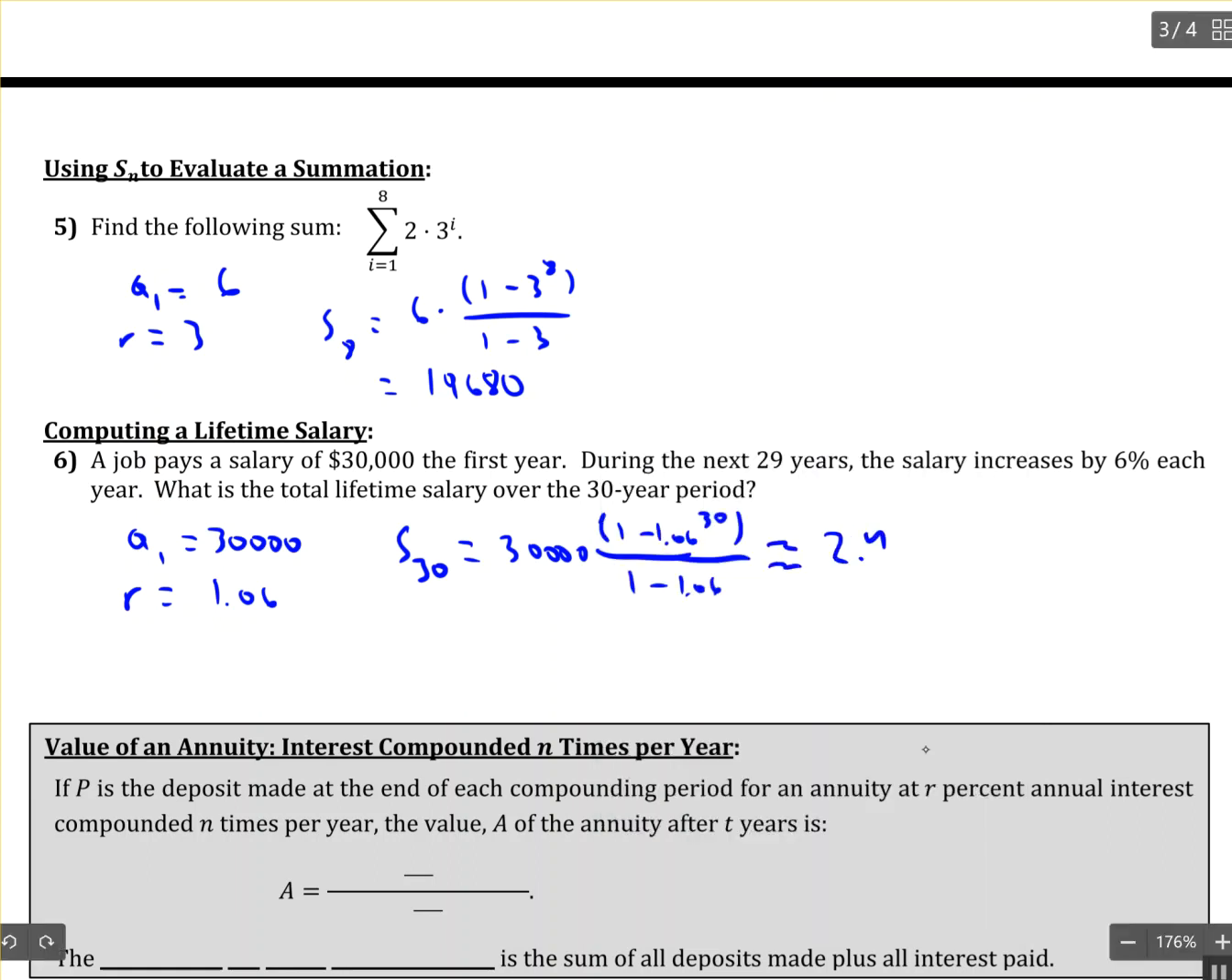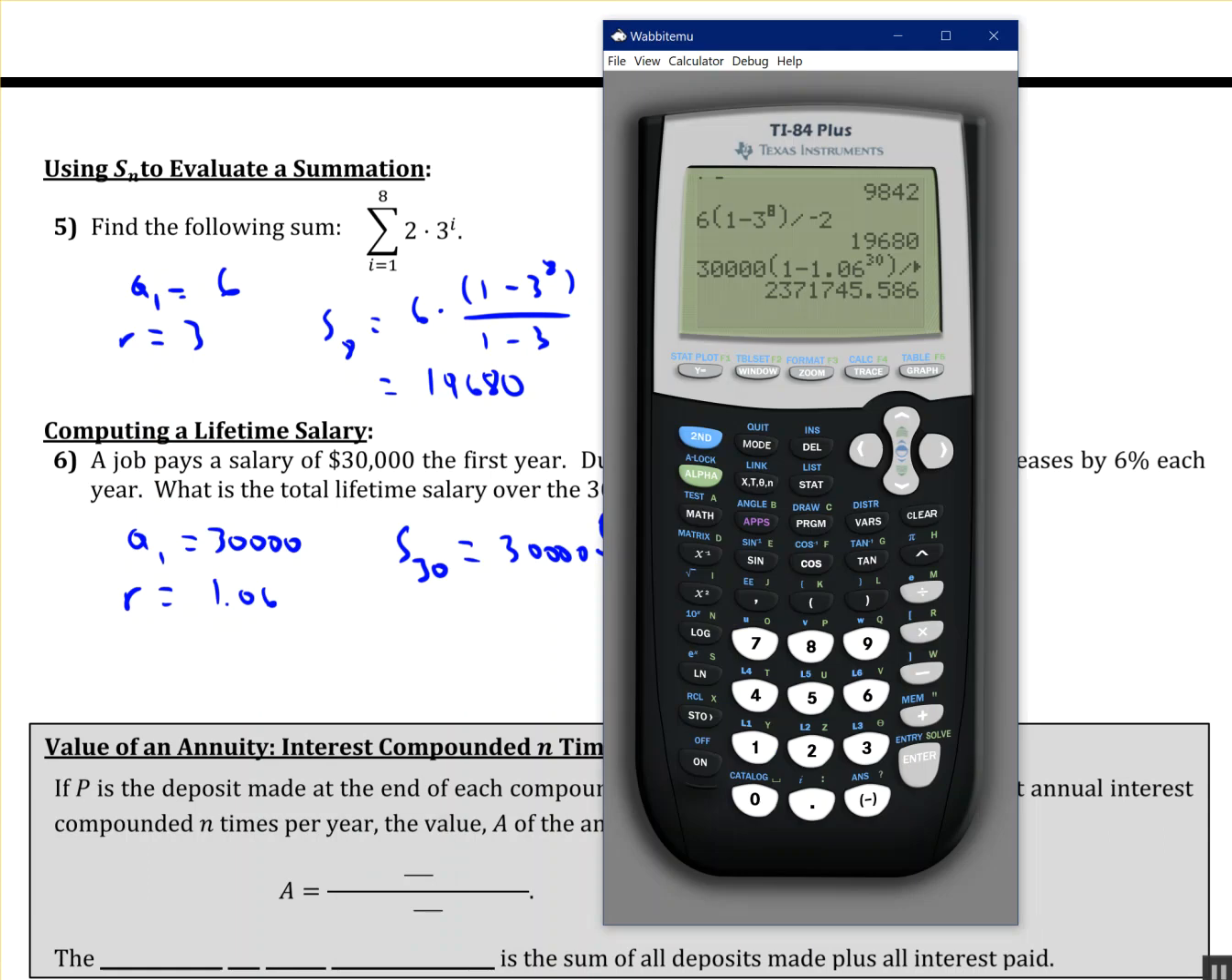Now you might say, wait a second, that seems way too big. But if you think about it, if it's 6% every year, in the last year this person is going to make 30,000 times 1.06 to the 30th, or sorry, to the 29th. In the last year, they're going to make $162,000 a year. So it seems a little bit more reasonable when you think about it that way.